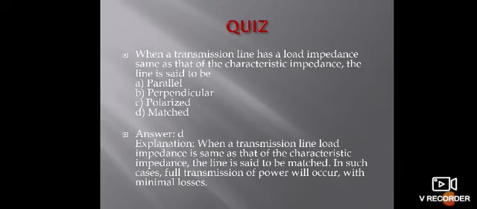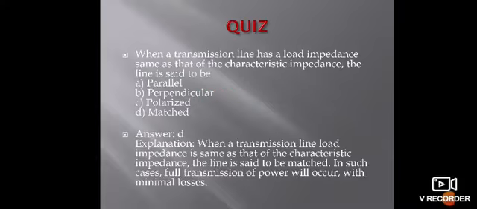In such cases, full transmission of power occurs with a minimum loss of power. There is a minimum loss when we use the matched line. That means when the load impedance is same as the characteristic impedance, the line is said to be matched. So the full transmission of power, that means total power, is transmitted, with some minimum loss of power. That can occur while we are using the matched line. So this is about this question.